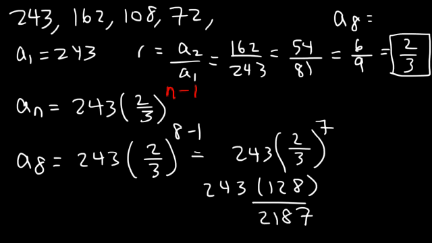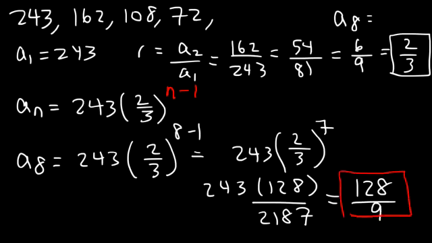So 243 times 128, that's 31,104, divided by 2187, that's equal to a fraction, which is 128 over 9. The decimal value of that fraction is 14.2 repeated. So let's confirm the answer.